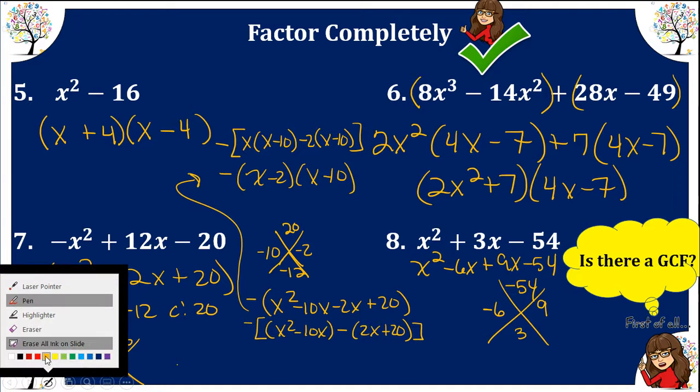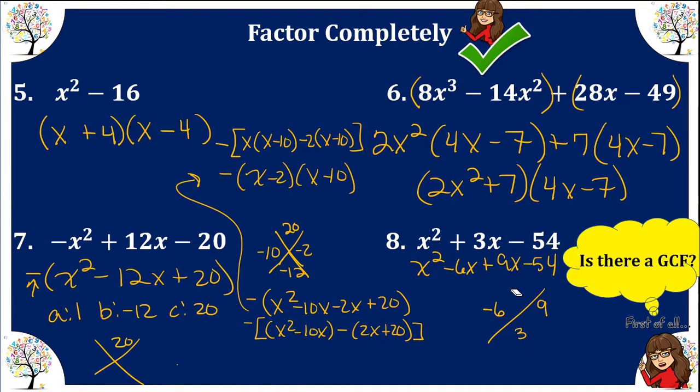I want to make some space here. We're going to group the first two and the last two. We're going to factor out x into x minus 6 and then factor out a 9 into x minus 6. We have x plus 9 times x minus 6.